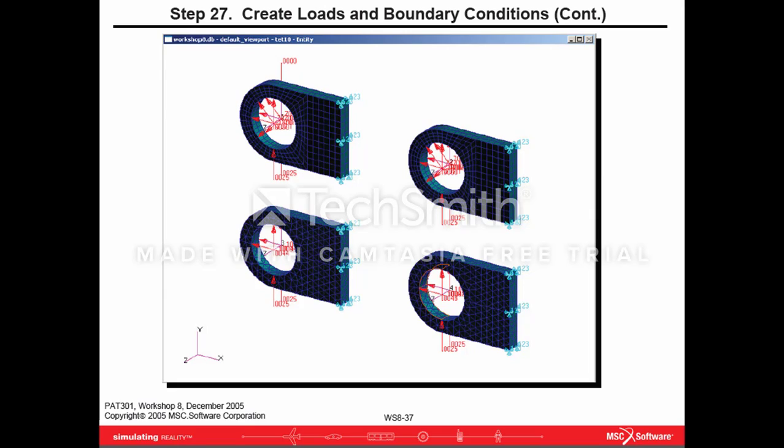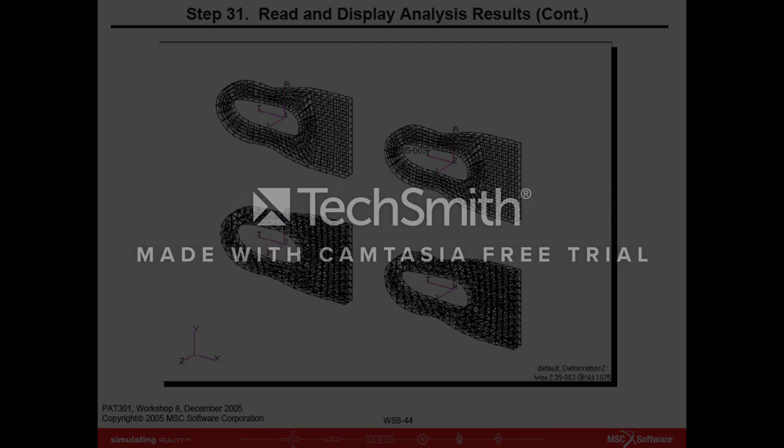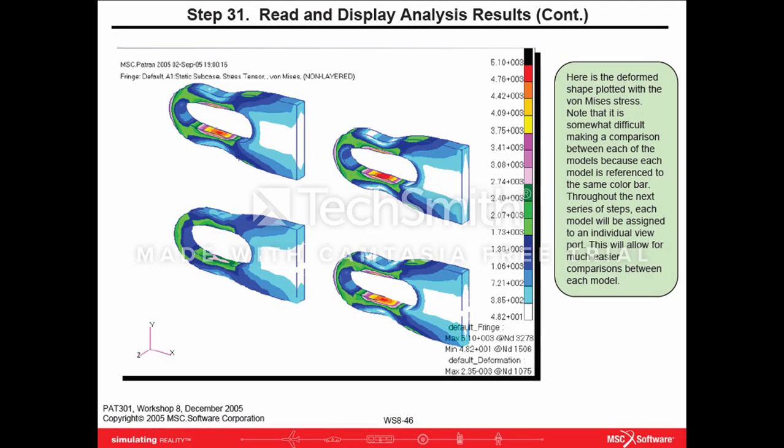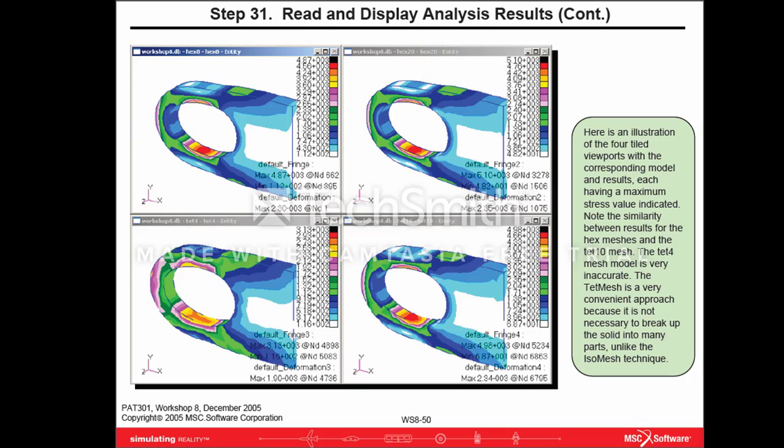This is how the loads and boundary conditions look in the 4 elements. And this is how the read and display analysis results look in the 4 elements. Here is the deformed shape plot with the von Mises stresses. And here is an illustration of the 4 tiled viewports with the corresponding model and results, each having a maximum stress value indicated.